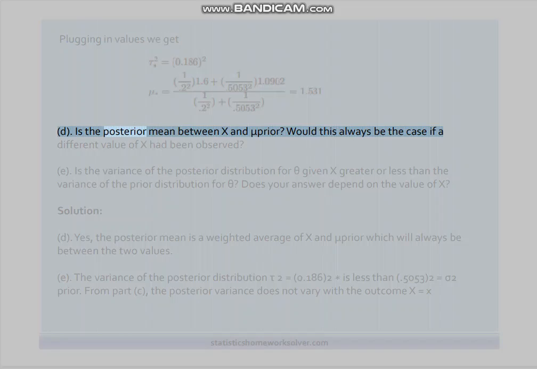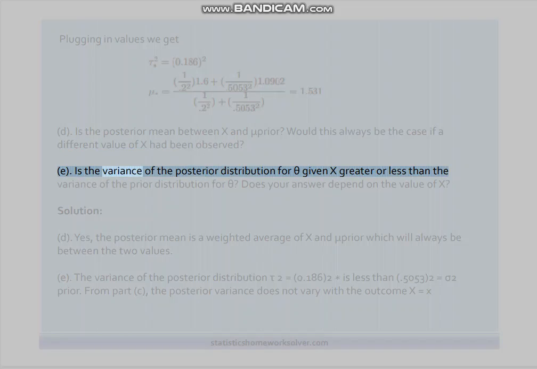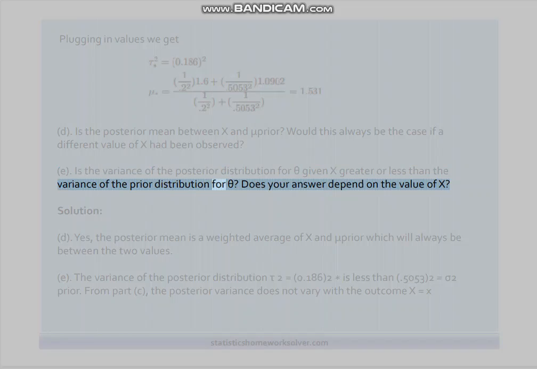D. Is the posterior mean between x and the prior mean? Would this always be the case if a different value of x had been observed? E. Is the variance of the posterior distribution for theta given x greater or less than the variance of the prior distribution for theta? Does your answer depend on the value of x?